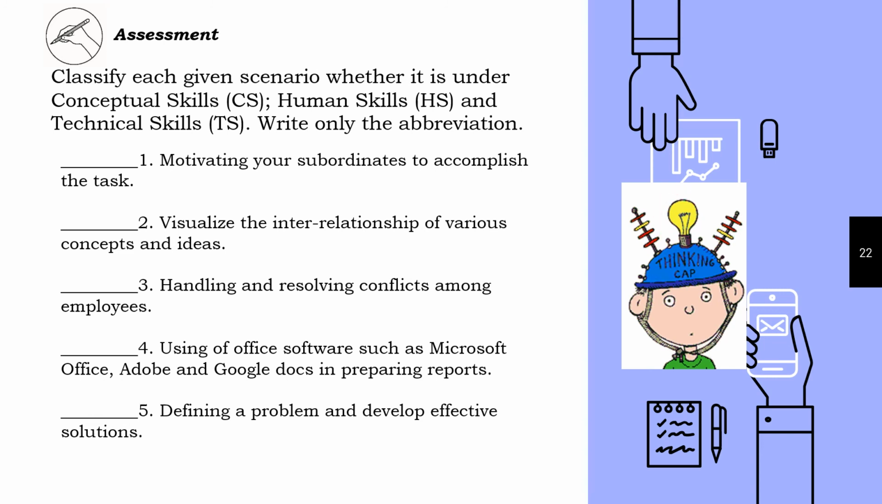Number 2, visualize the interrelationship of various concepts and ideas. Number 3, handling and resolving conflicts among employees. And number 4, using of Office software such as Microsoft Office, Adobe, and Google Docs in preparing reports. And number 5, defining a problem and develop effective solutions. I'll give you 2 minutes to finish the assessment.